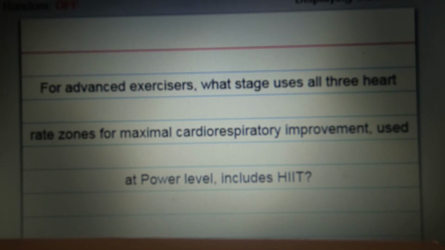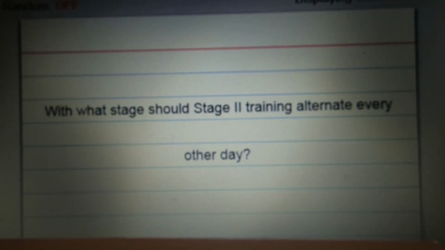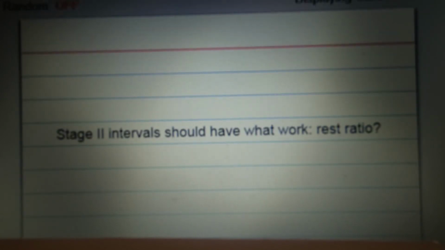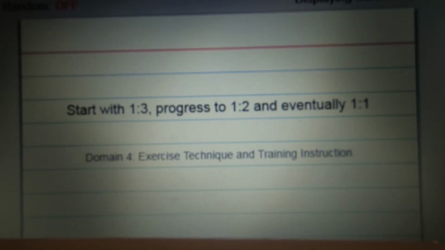For advanced exercisers, what stage uses all 3 heart rate zones for maximal cardiorespiratory improvement, used at power level, including high intensity interval training, HIIT? Stage 3. With what stage should stage 2 training alternate every other day? Stage 1. Stage 2 intervals should have what work-rest ratio? Start with 1 to 3, progress to 1 to 2, and eventually 1 to 1.